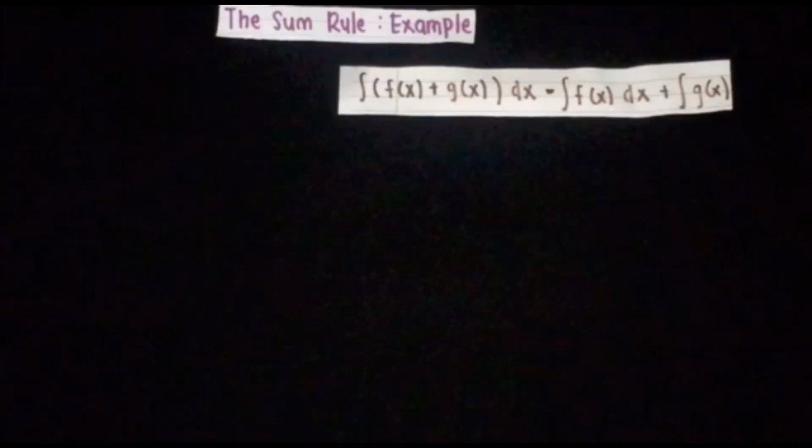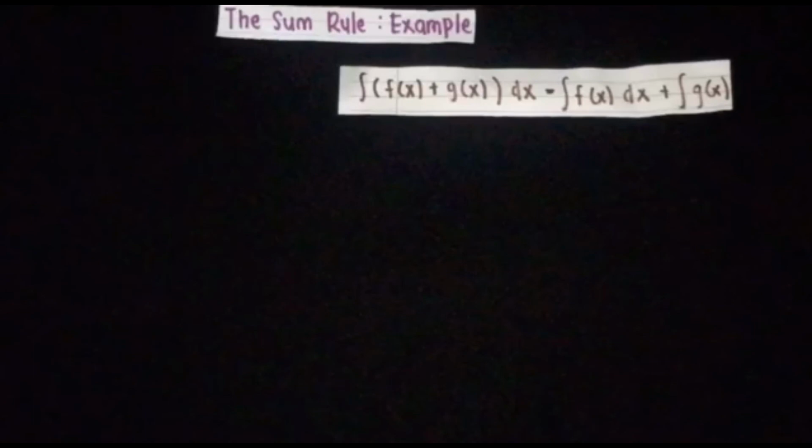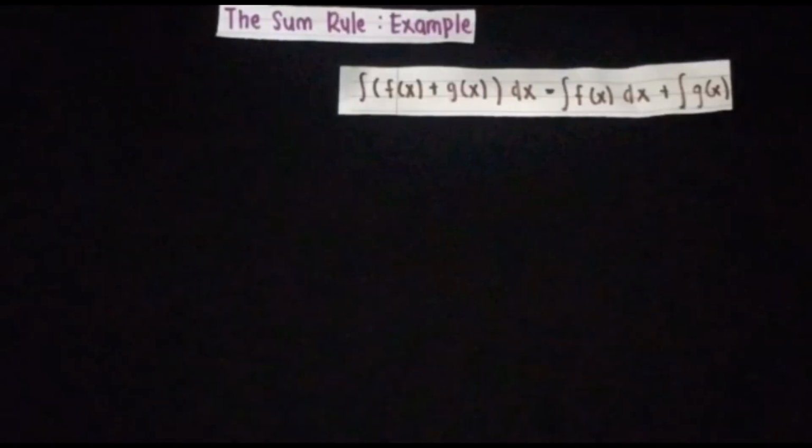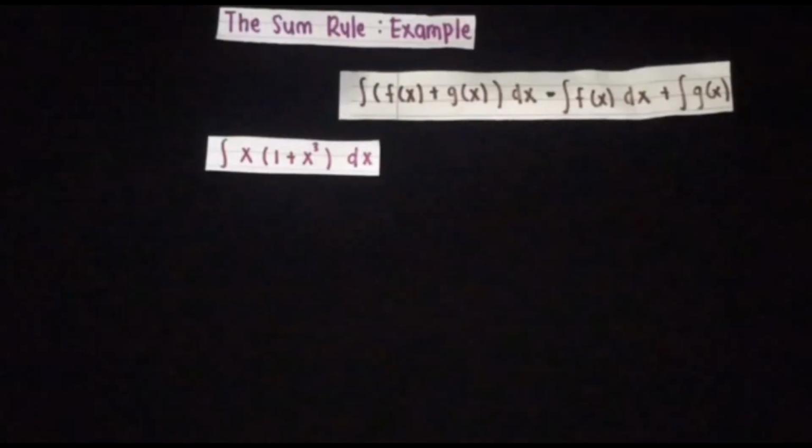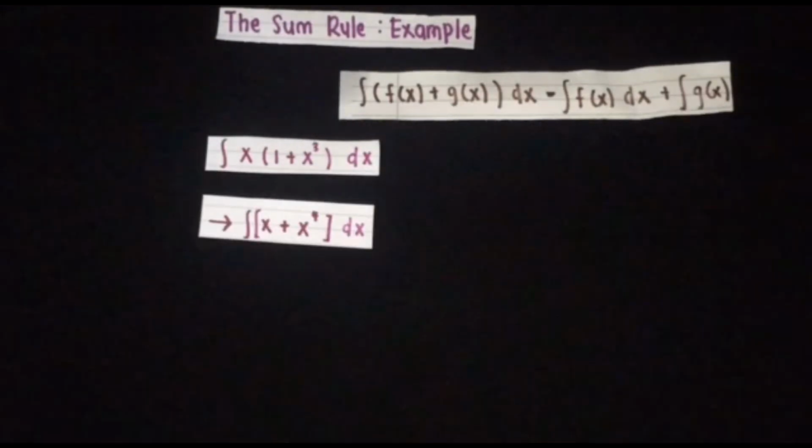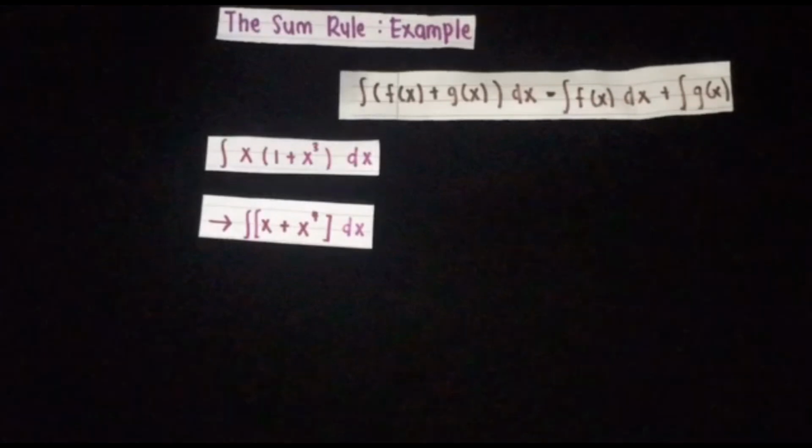The next example question for the sum rule is from question 15, exercise set 5.2. The question asks us to integrate x, open bracket 1 plus x to the power of 3 close bracket dx. To make it easier, we expand the function: x times 1 will be x, and x times x to the power of 3 will be x to the power of 4, which will be the integration of x plus x to the power of 4 dx.